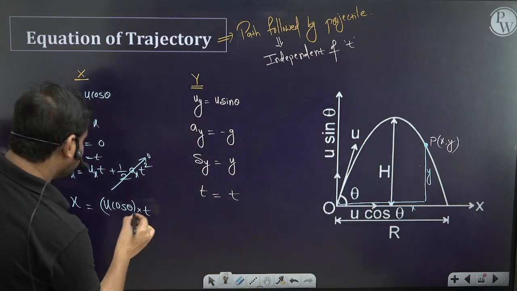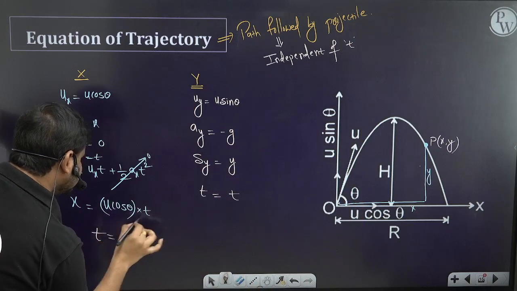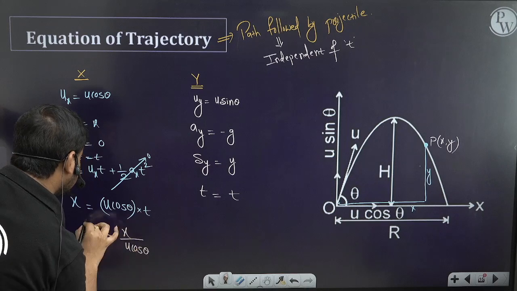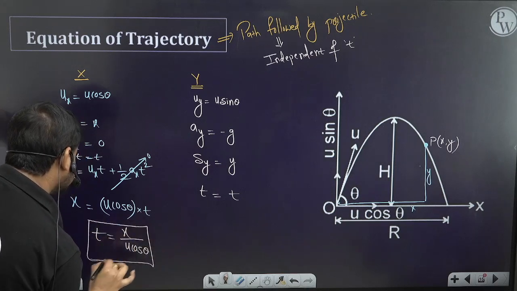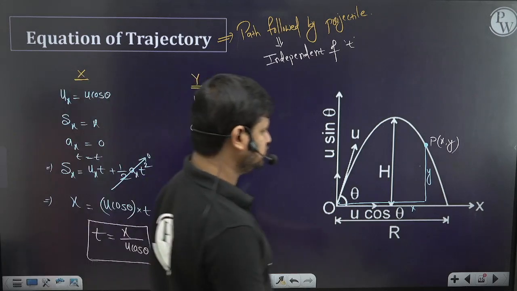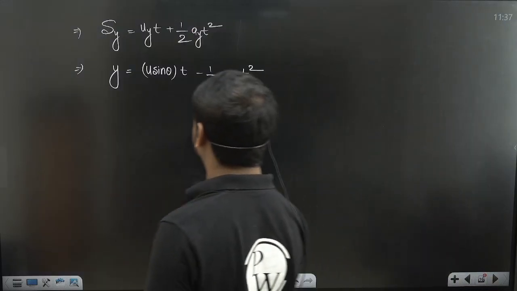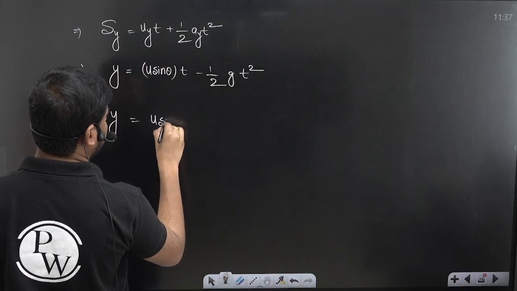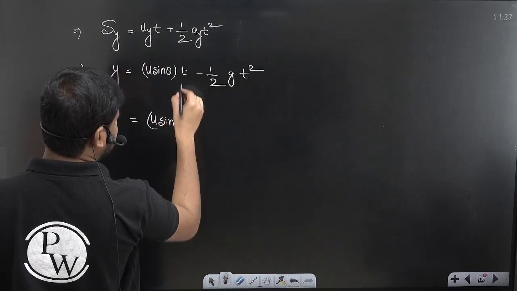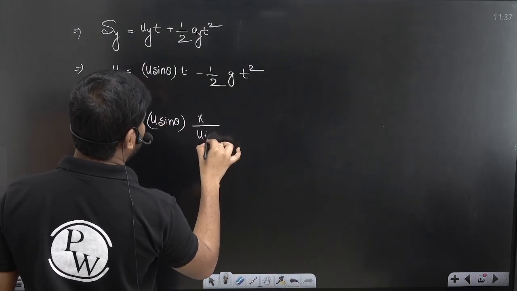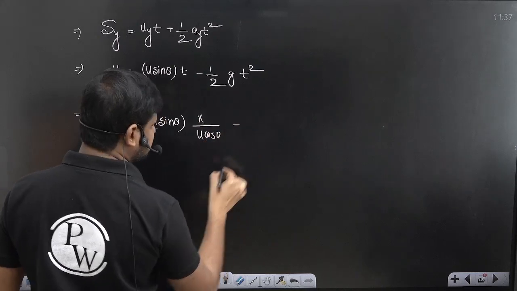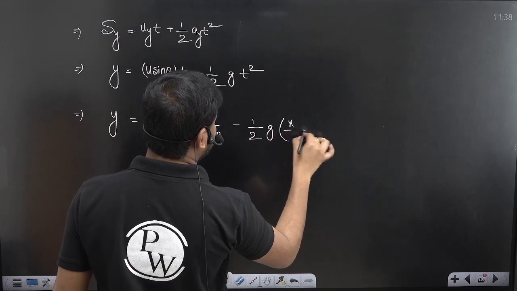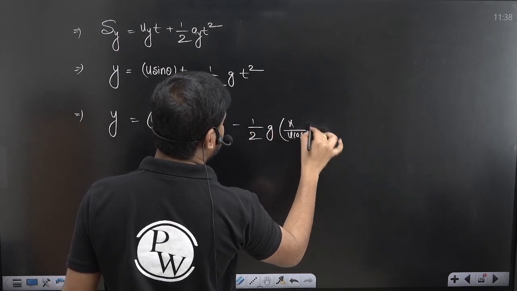For that, what I am doing is, t equals x by u cos theta. Then I am writing here y equals u sin theta into t, where t equals x by u cos theta, minus half g into, in place of t, I am writing x by u cos theta whole square.